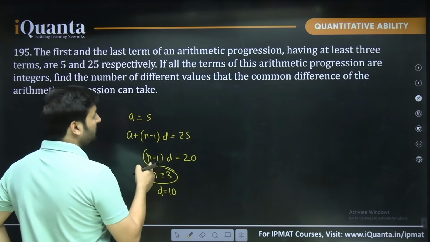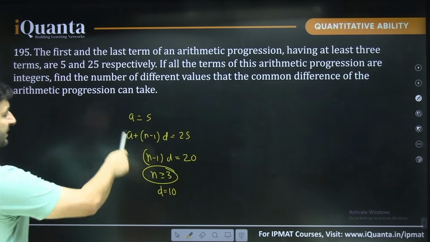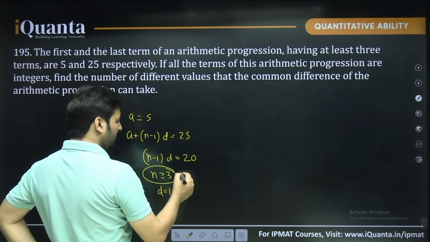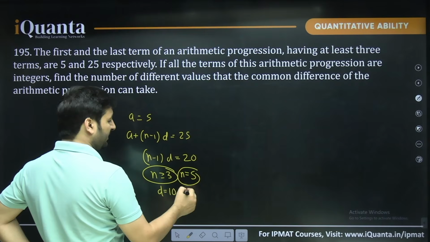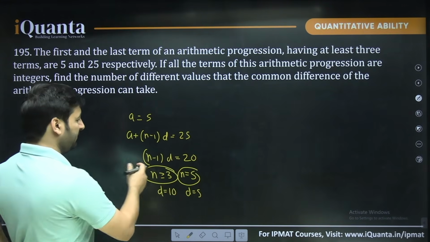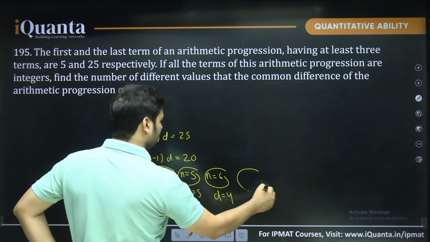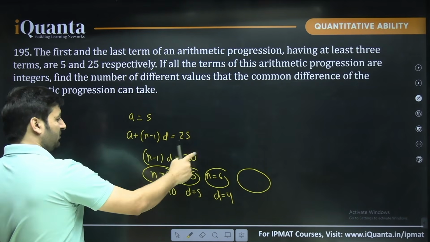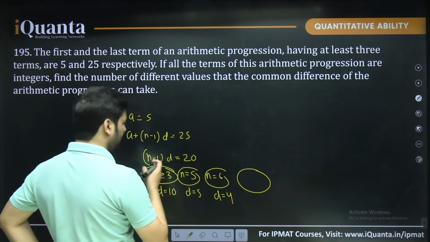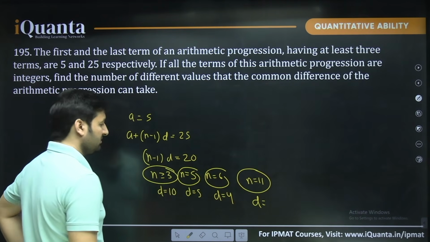For n equals 4, see, all the terms have to be integers. So for n equal to 4, we don't get an integer value of d. For n equals 5, we will be getting d equals 5. N equals 3, 4, 5, 6. If you put n equal to 6 here, d will be 4, right? Then n equal to 7, d is not an integer, 8 not an integer, 9 not an integer, 10 not an integer. If you put n equals to 11, d will be how much? 2.